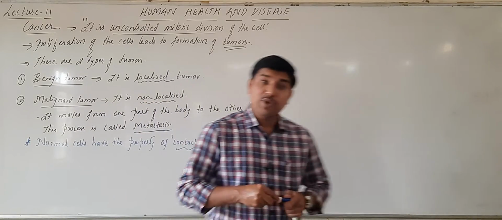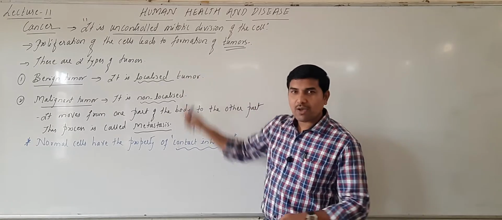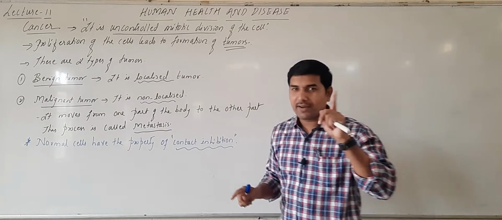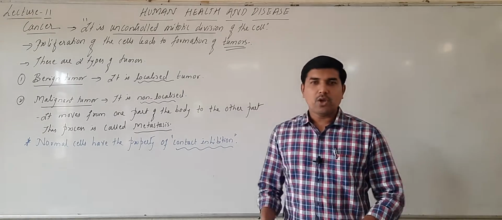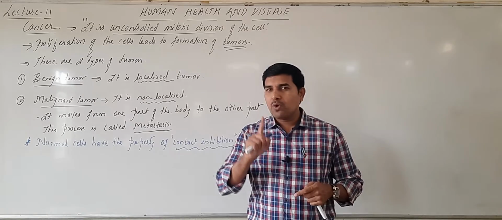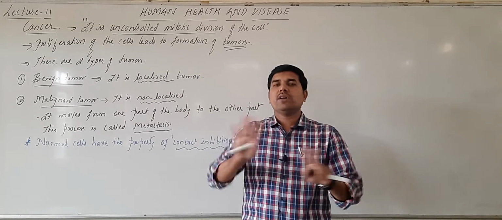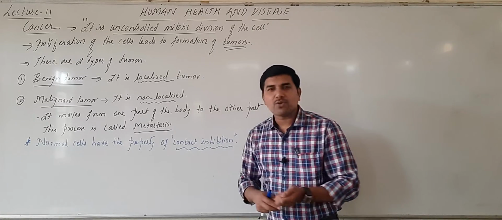Normal cells have the property of contact inhibition, while cancerous cells have lost this property. Remember what contact inhibition is. Normal body cells have the property of contact inhibition, while cancerous cells have lost it. What exactly is contact inhibition?